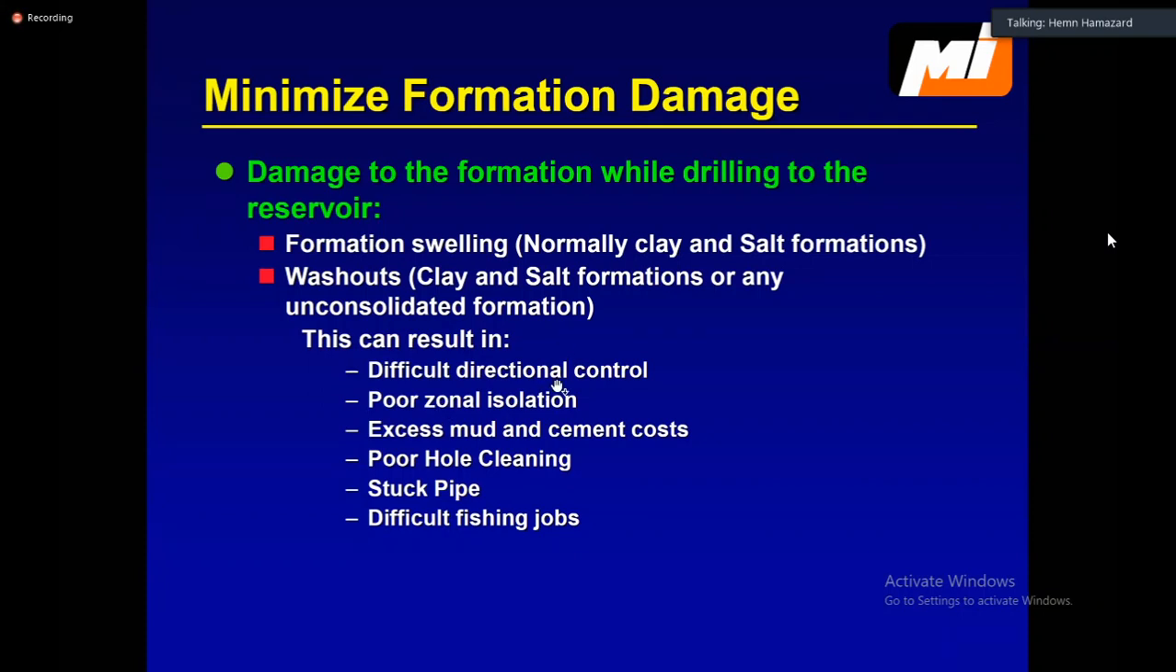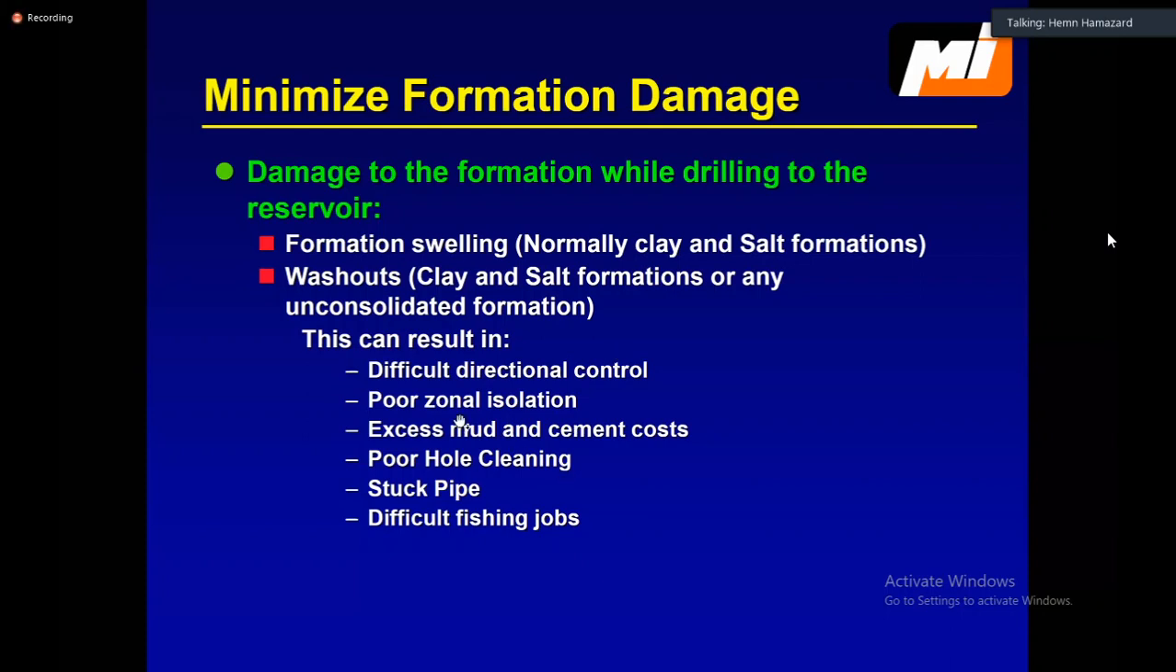Then if you have washout, that means your hole, for example, in an 8.5 section, instead of 8.5 can be 14 inch. It can be 12. So that means the hole is getting over gauge. If it's over gauge, then it's going to be hard to control the directional drilling. And the whole point for drilling any hole is to maintain the directional plan so you can hit the target.